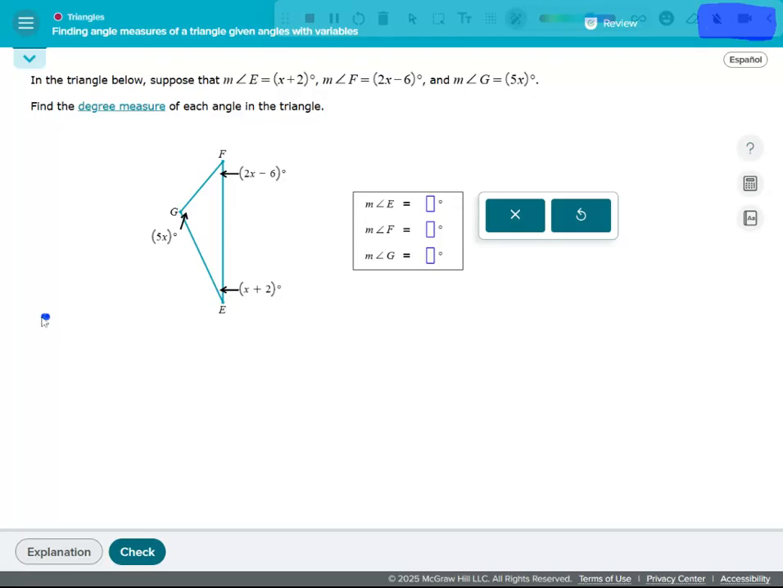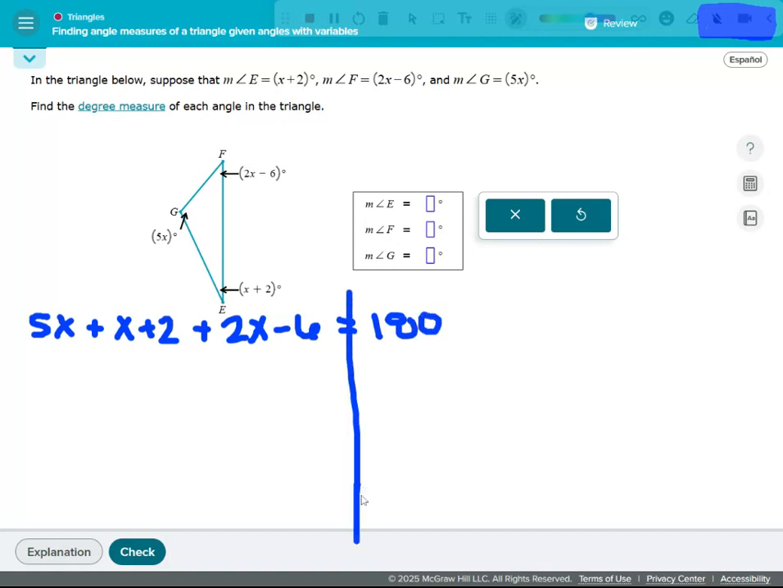So let's set this up. We're going to just add all the angles. So 5x plus 2, angle G, plus angle E plus angle F, so that's 2x minus 6. All of that is going to equal 180 degrees. And our goal is to solve for x. We want to know what x is going to end up equaling.